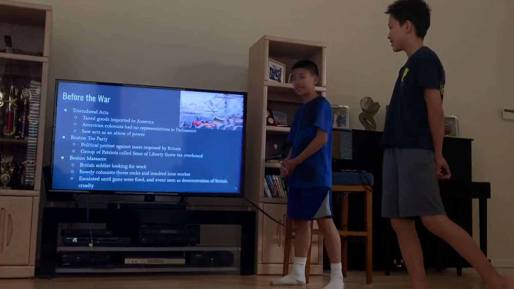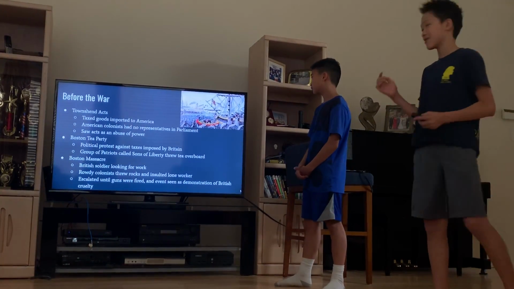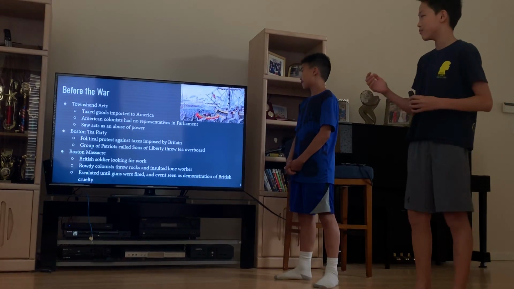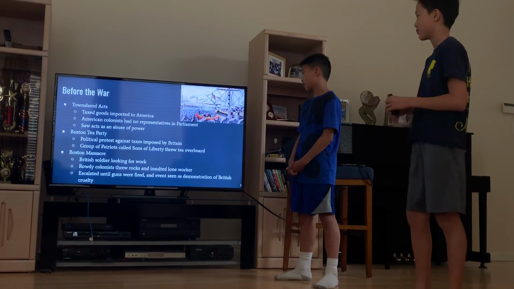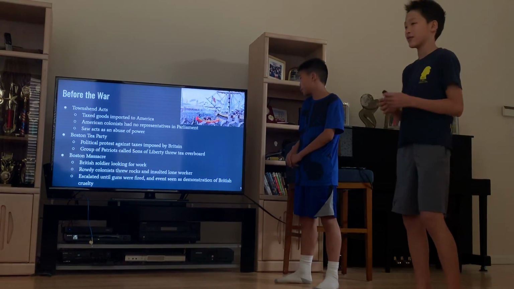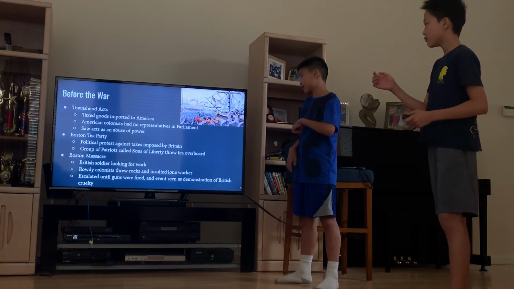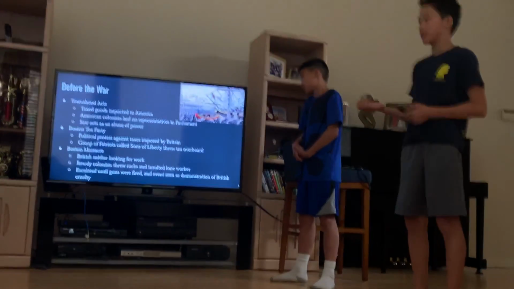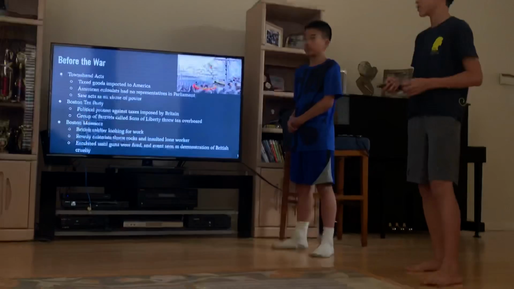Okay. And before the war, first there were the Townshend Acts. These acts basically put taxes on goods imported to America. So if you wanted to get like lead shipped in, there's a tax for that. And American colonists also had no representatives in the British government, and they saw these acts as abuse of power.